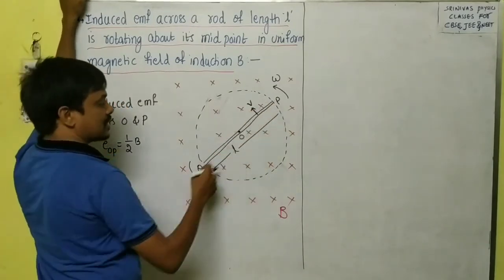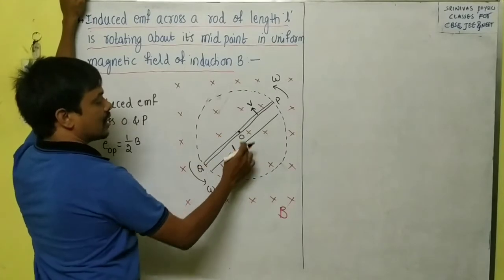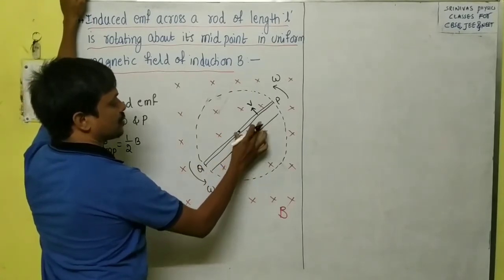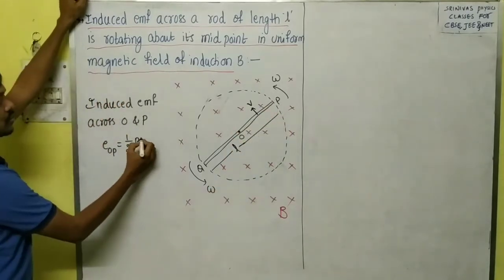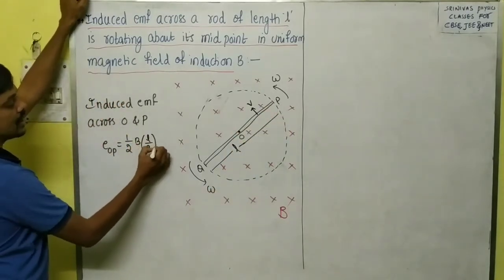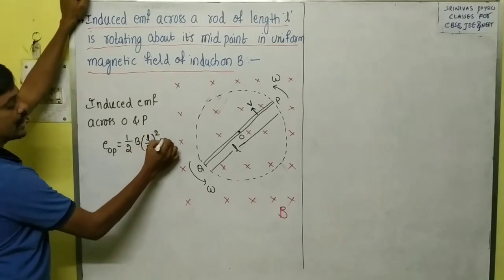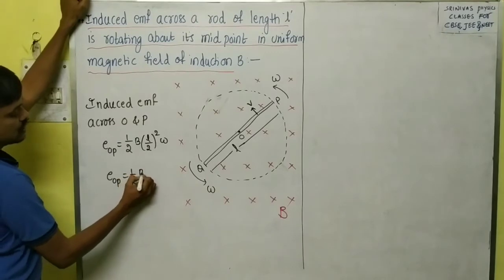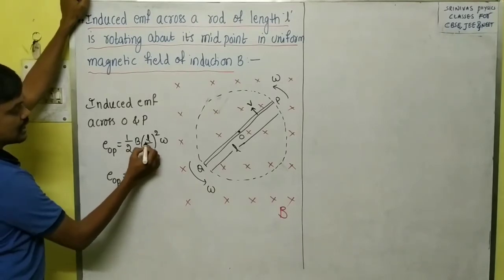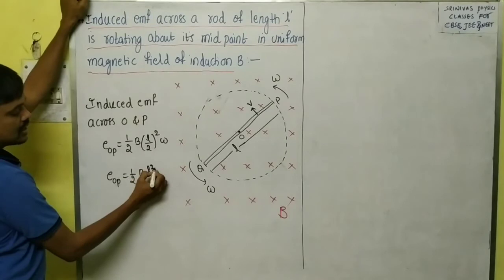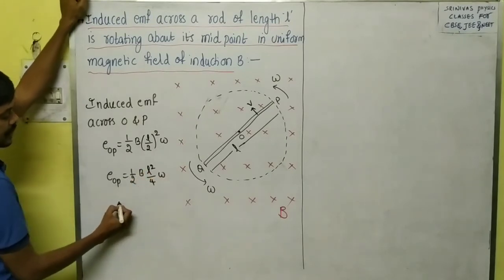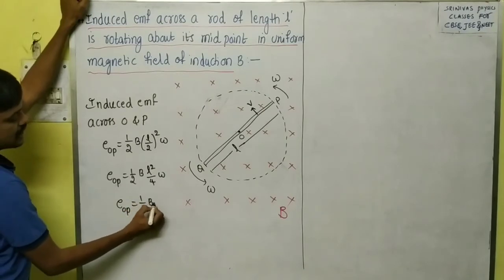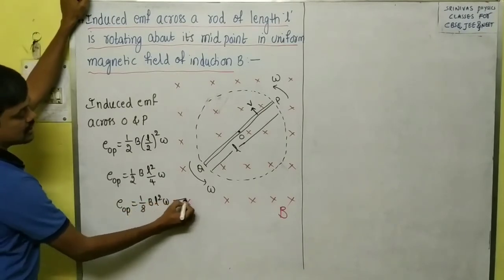The total length of the rod is L, but here we want half of the length. The length from O to P is L by 2. That's why we write B L square omega, where L is replaced by L by 2. Then we get induced EMF equal to 1 by 2 B L square by 4 into omega, which is 1 by 8 B L square omega. This is equation 1.